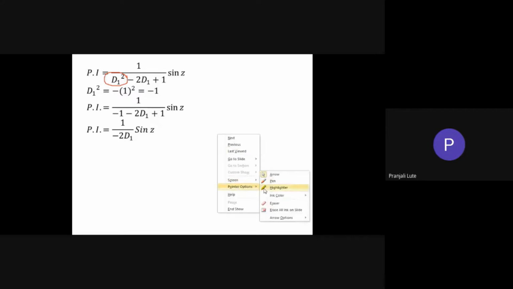So this equation can be written as 1 upon (minus 1 minus 2D1 plus 1). Here plus 1 minus 1 get cancelled. The remaining term is 1 upon minus 2D1 into sine z. What is the meaning of 1 upon D1 here? D1 means a derivative, and 1 upon D1 means integration. So write here 1 upon minus 2, and 1 upon D1 means integration of sine z dz.